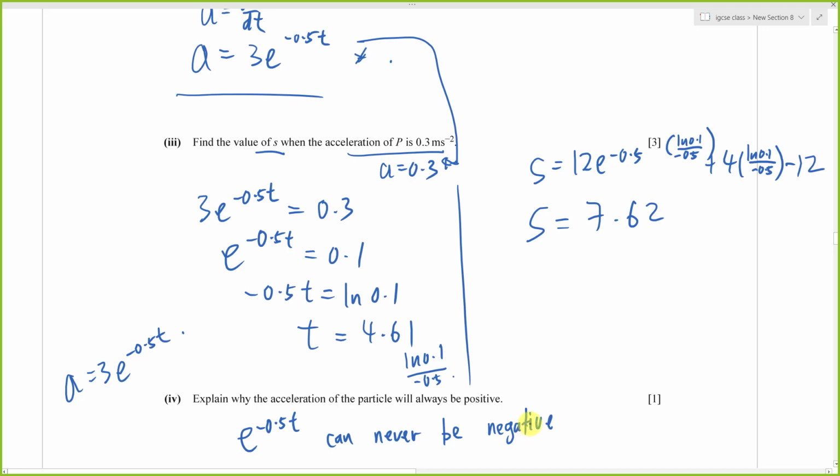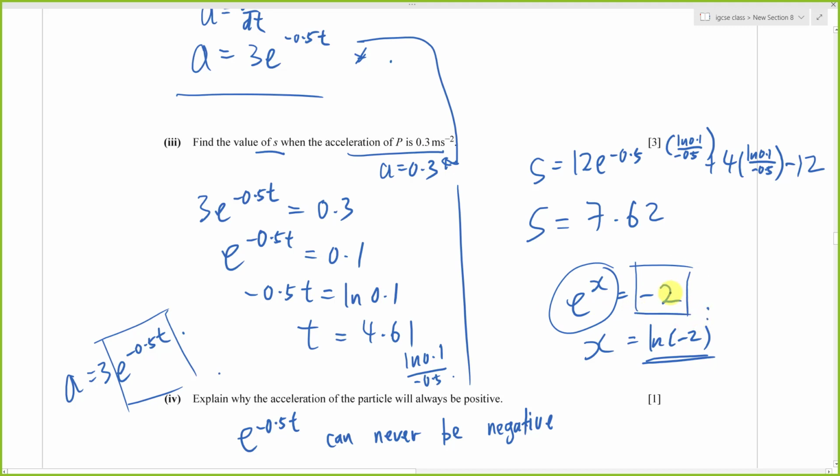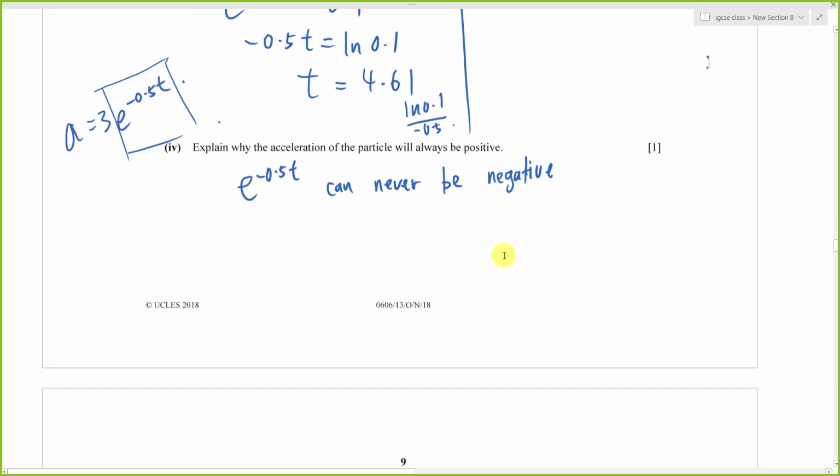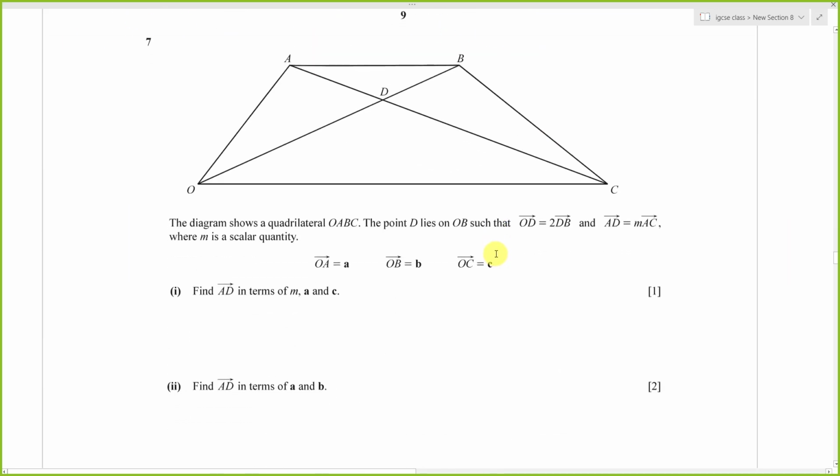Yeah, because an exponential cannot be negative, right? So just imagine e^x equals any negative value. I call this one e^x, okay? Equals -2. Then what happens is, because later you need to move the e to the other side, it becomes ln(-2), right? ln cannot accept any negative value. So like this, you will get a math error. Therefore, if this is e^x, whatever value is on the other side must always be positive. So you can say because e to the power negative 0.5t can never be negative, or you can say it is always positive. Just use any of your own words to show that you understand the exponential, then you can easily get the 1 mark.